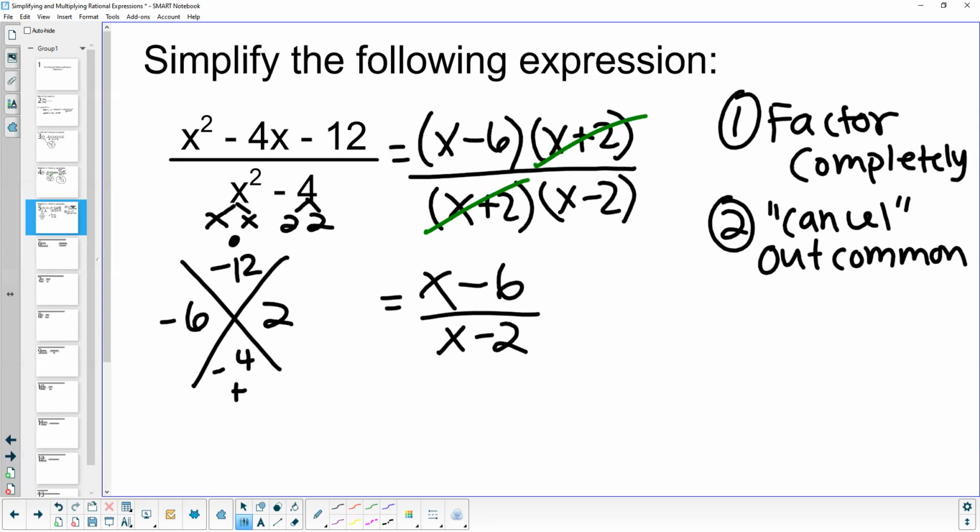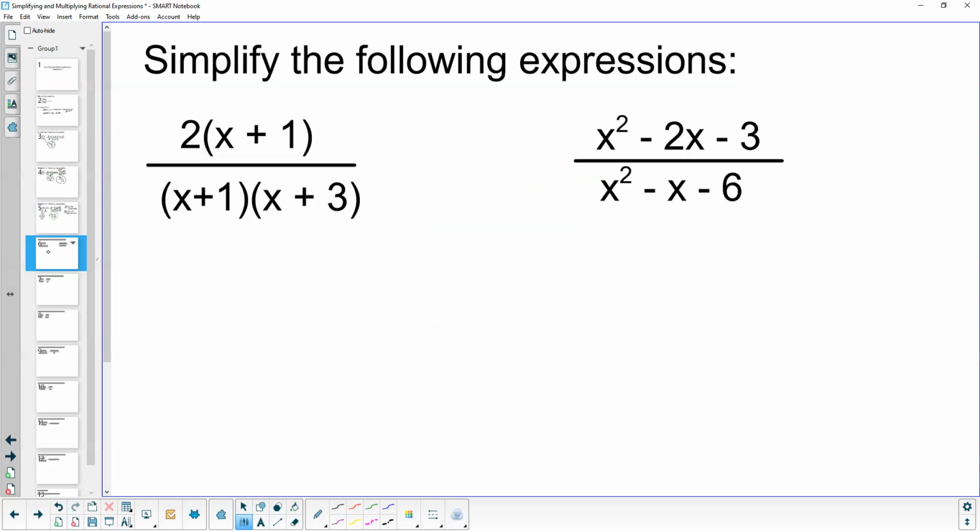Remember, we can only cancel things out if the operation between them is multiply. In this case, on the top, we have a subtraction problem. And in the bottom, we also have a subtraction problem. So neither of those can cancel anything out. So this right here, this x minus 6 over x minus 2 is actually our simplest form of that expression.